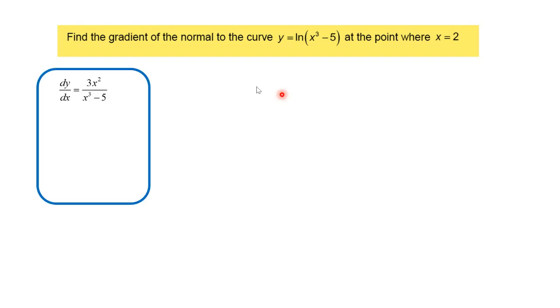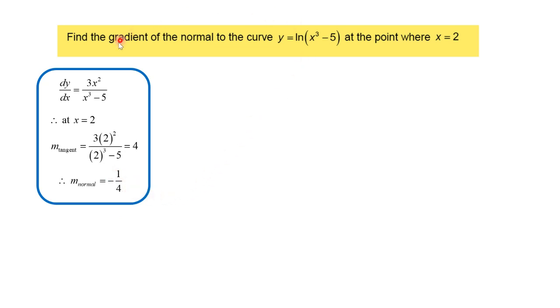Okay, so let's differentiate this. So what have I got? I've got 1 over my expression x cubed minus 5, and what happens at the top? I times it by the derivative of my fancy denominator, 3x squared. Okay, I then want to know what happens at x equals 2. I sub it in, and that is the gradient of my tangent. Okay, now remember that the normal is the line perpendicular to the tangent. So what do I do? We change the sign and we flip it over.